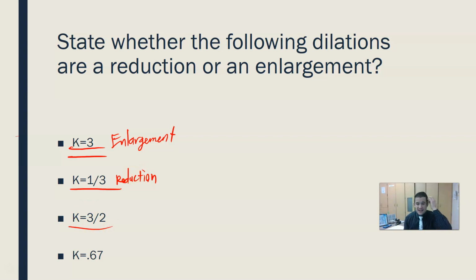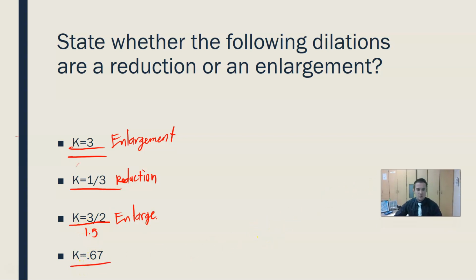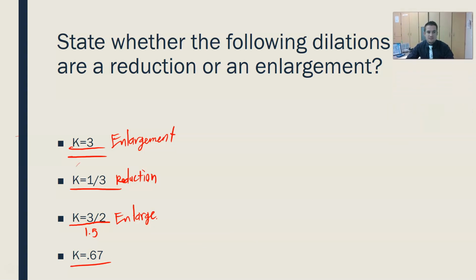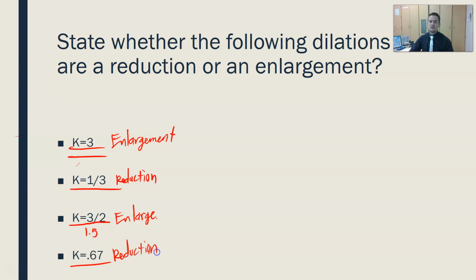Our brain is tempted to say that's a reduction because 1/3 was a fraction, 3/2 is a fraction, it must be a reduction. But if I type 3/2 in my calculator, it's actually 1.5, which is bigger than 1. So my image would be 1.5 times the size, which would be an enlargement. And then this last scale factor is 0.67, which, even though it's a decimal, same process follows: since it's between 0 and 1, that's going to be a reduction.